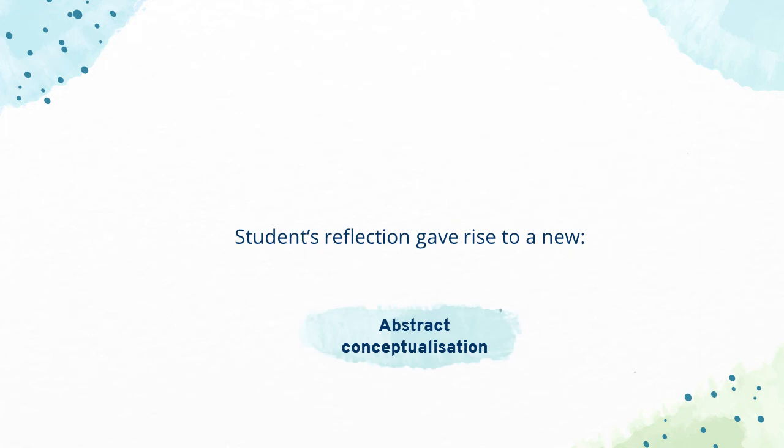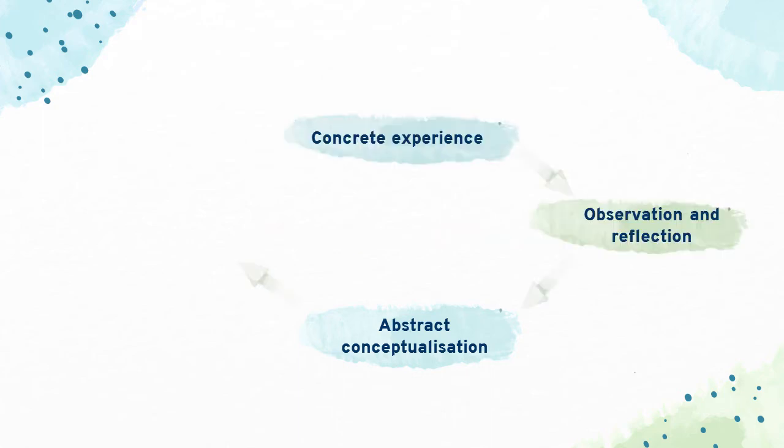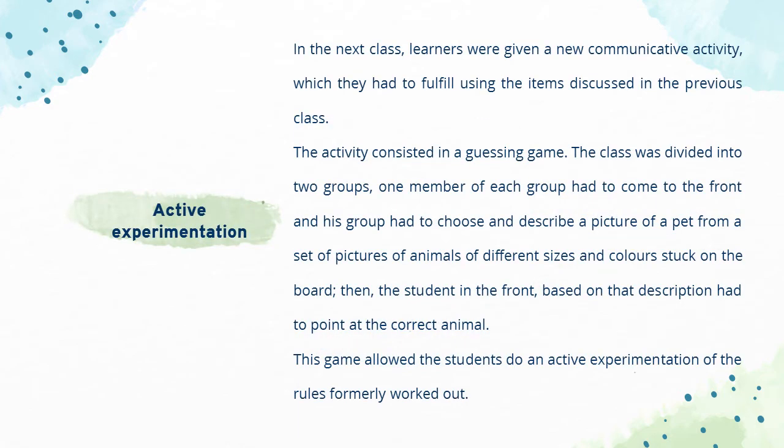Students' reflection gave rise to a new abstract conceptualization. In the next class, learners were given a new communicative activity, which they had to fulfill, using the items discussed in the previous class. The activity consisted in a guessing game.